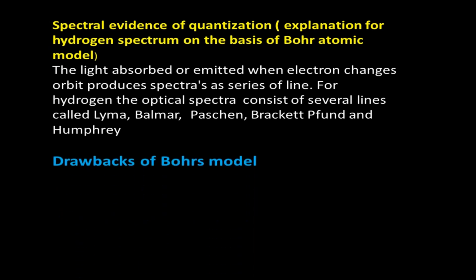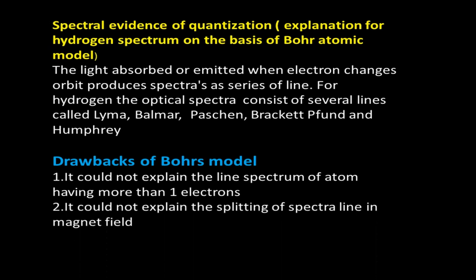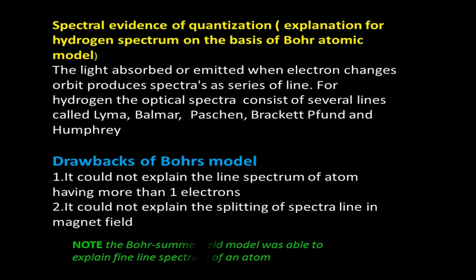Drawback of Bohr's model. It could not explain the line spectrum of atoms having more than one electron. It could not explain the splitting of spectral lines in a magnetic field. Note, the Bohr-Sommerfeld model was able to explain the fine line spectrum of atoms. The Bohr-Sommerfeld model is the modified model of Bohr's model.